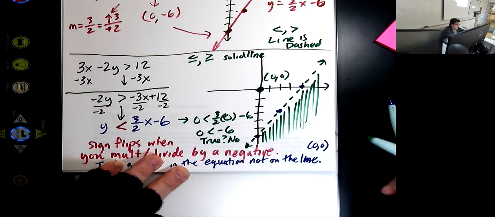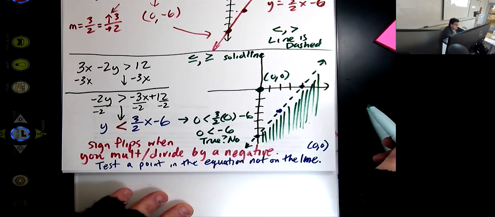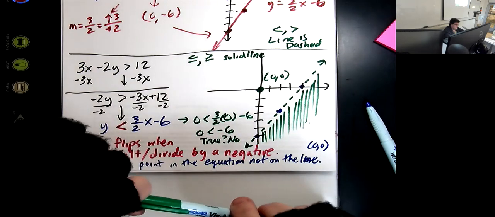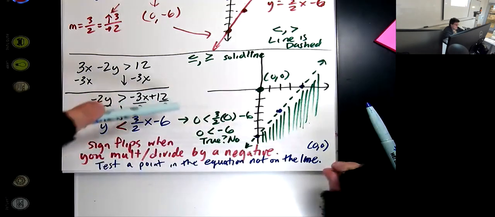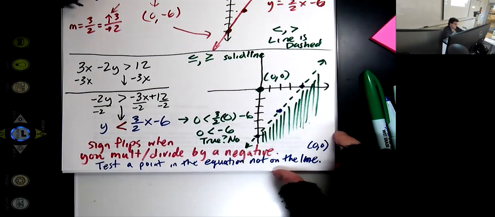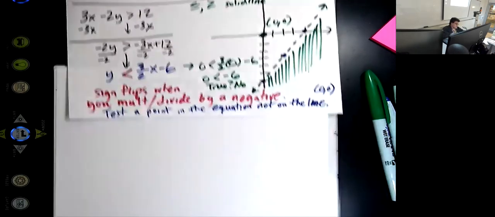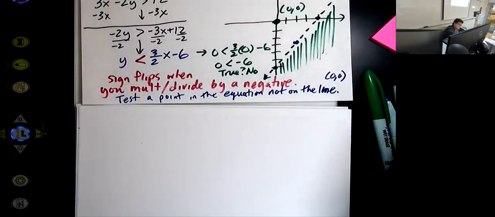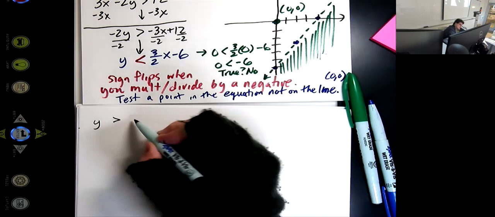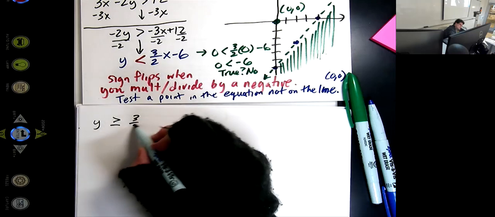Any point on the other side of the line will make this a true statement. If it is true, you should shade on the same side. So let's compare this to y is greater than or equal to. We'll do equal to here.